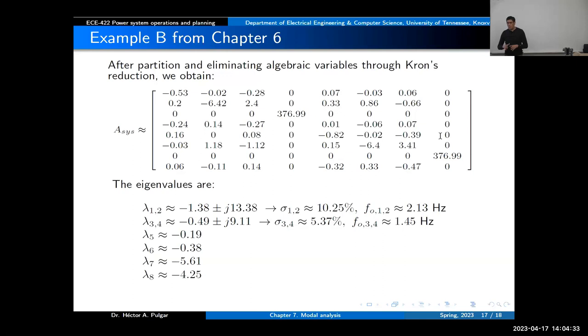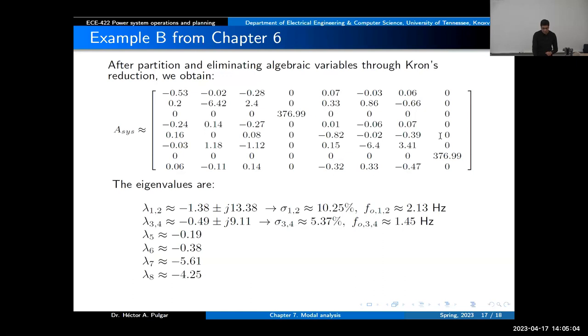Participation factors will help us to mathematically determine, given an eigenvalue and eigenvectors, what kind of physical behavior that mode is related to. That is something we will not talk about. I don't want to make it too complicated. It should not be really complicated, but let's skip that part this semester.